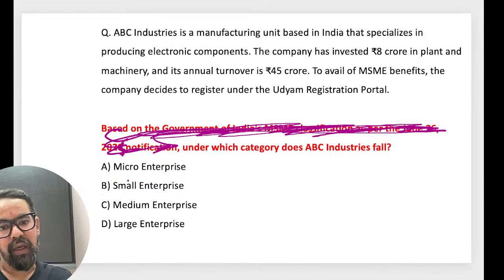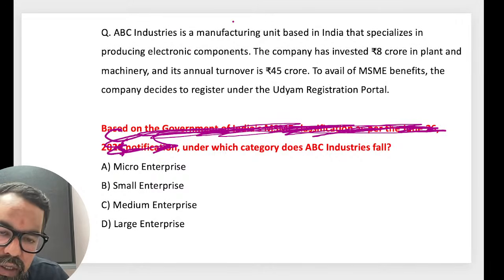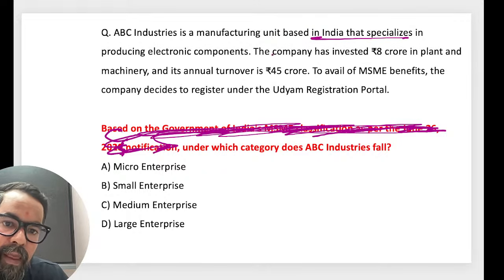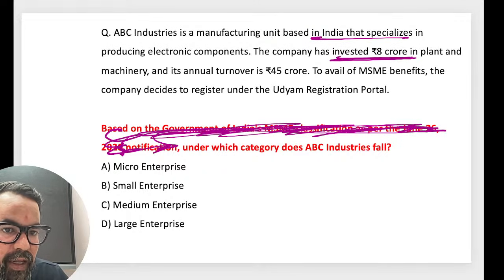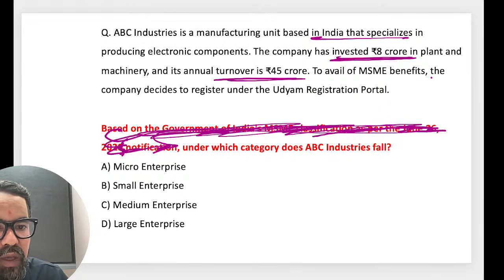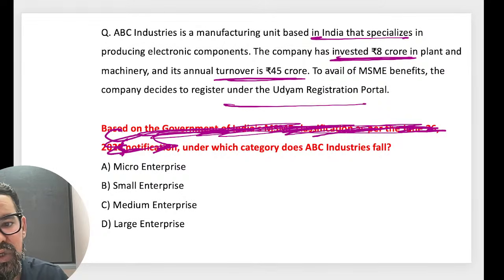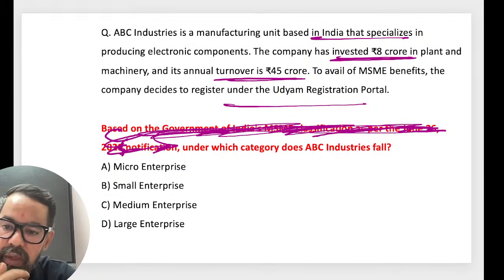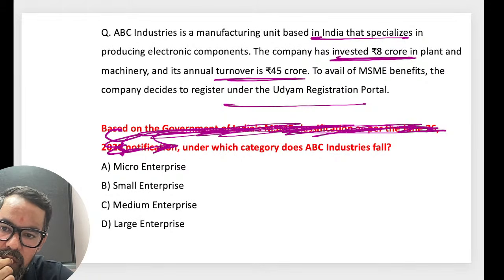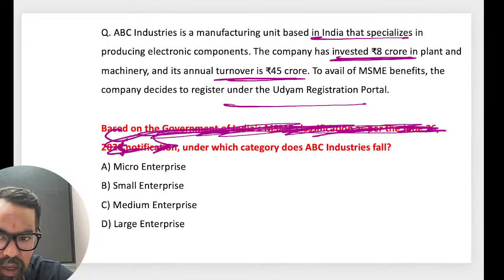ABC manufacturing unit whose company invested 8 crores and annual turnover is 45 crores. To avail the benefit, it should be registered as what? Which category should it fall in: micro, small, medium or large?